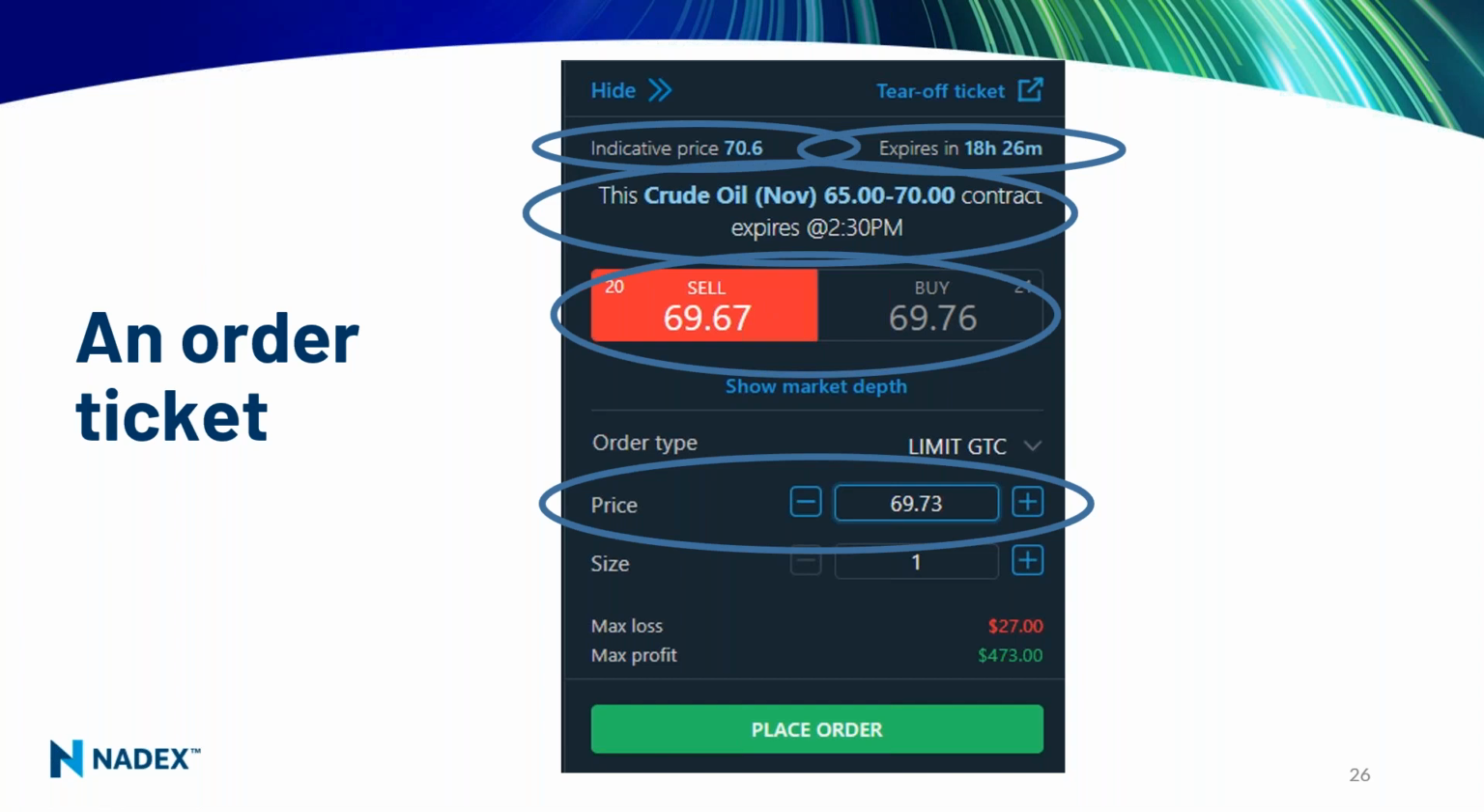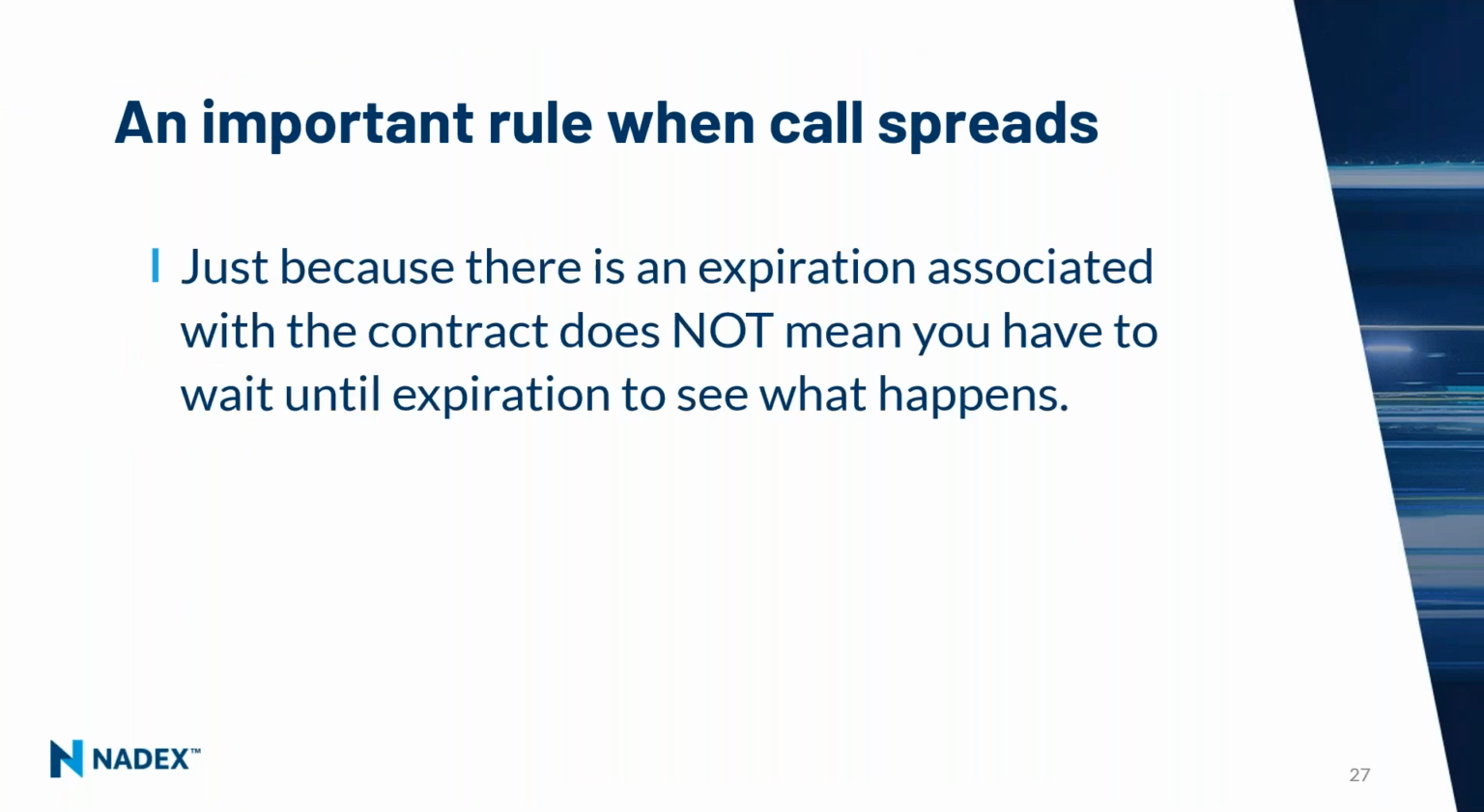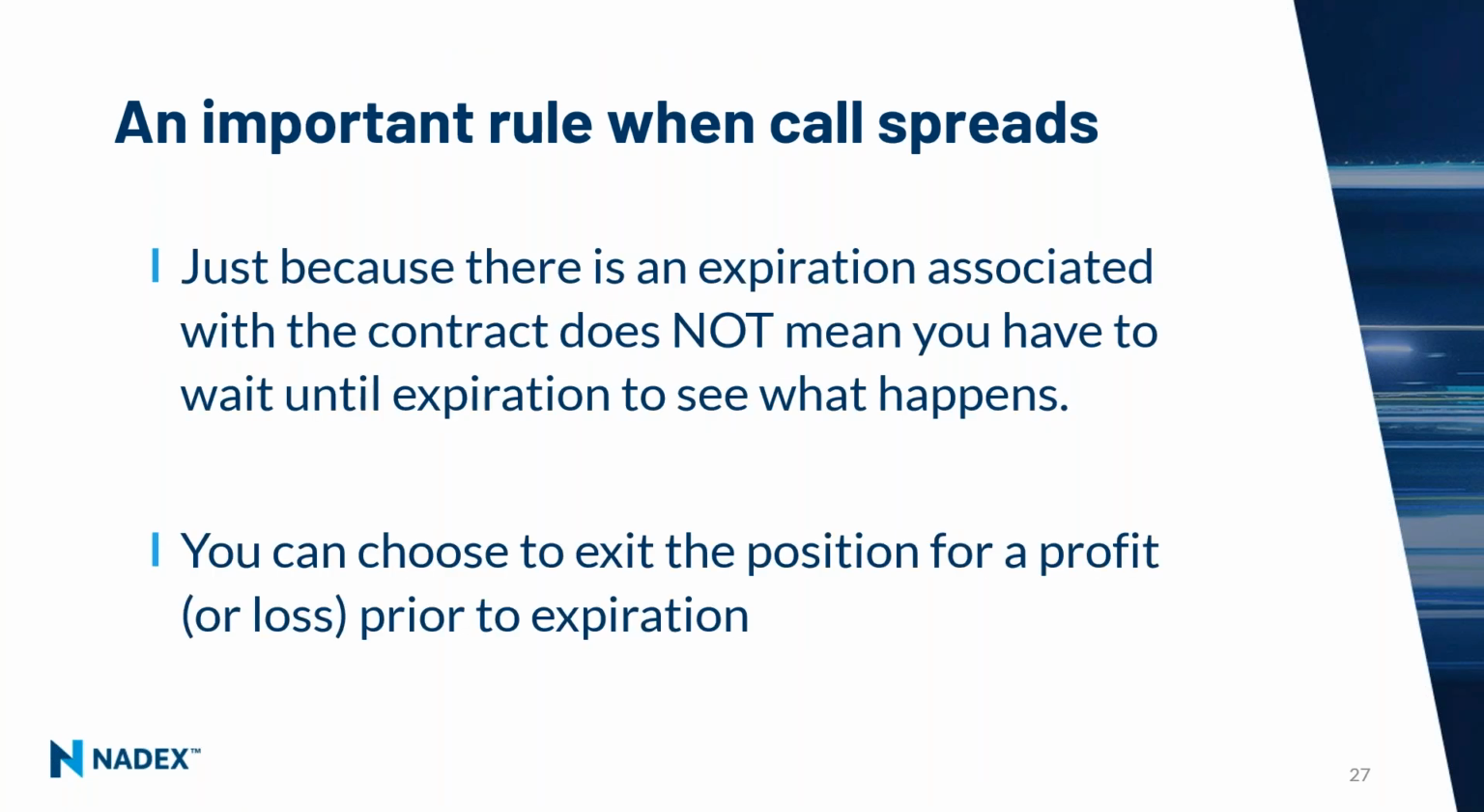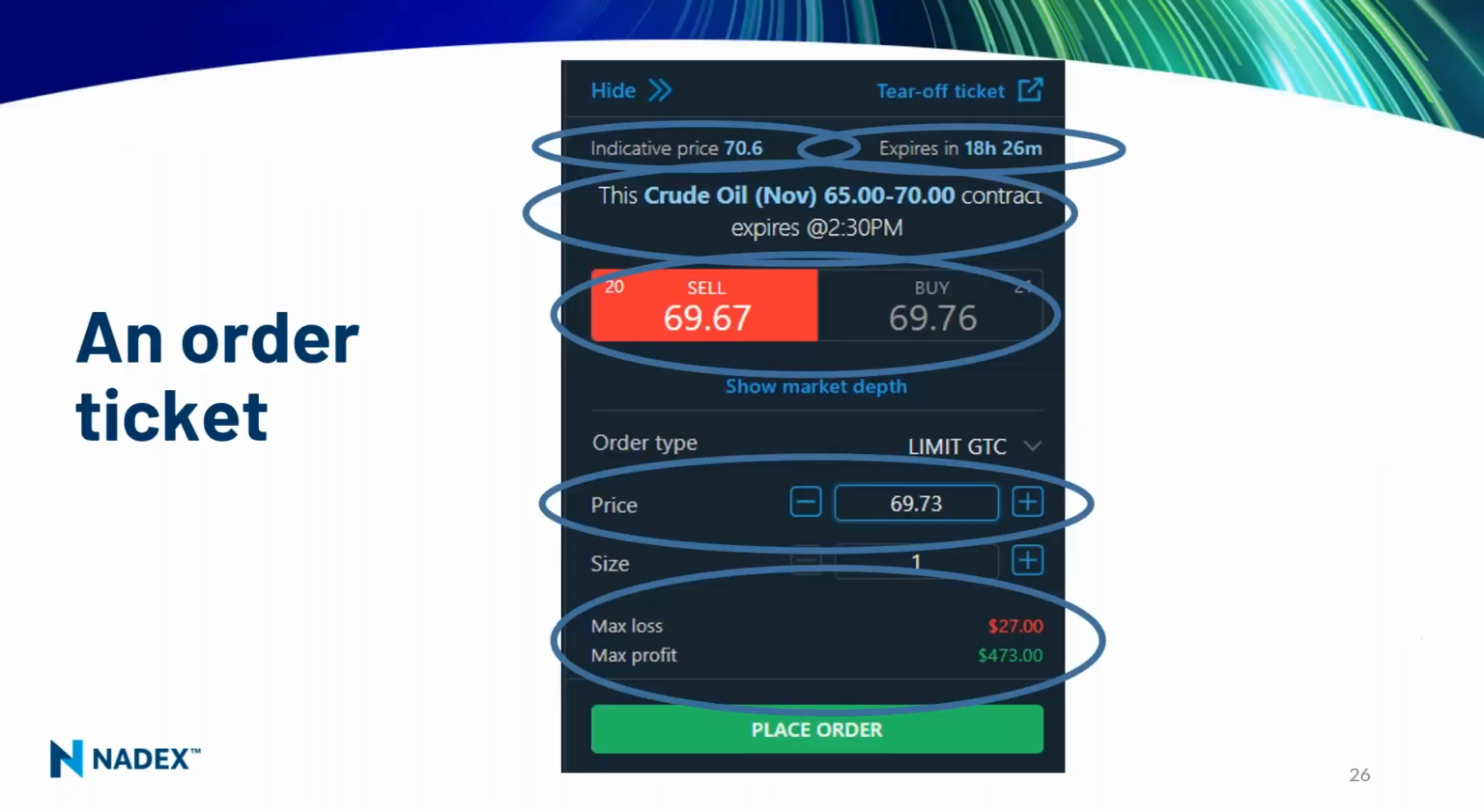All right. And that is why, and once again, an important rule when trading call spreads, you do not have to wait till expiration to see what happens. So for instance, in that previous example, let's just go back. If I sold this call spread, and if oil did go all the way down to 65, and it went to 64.90, it's below, at that point, it would have traded from above the ceiling to below the floor. I'm still in the trade.